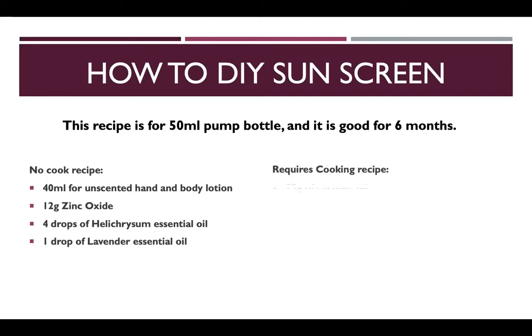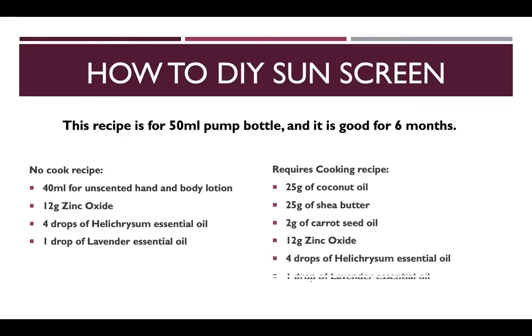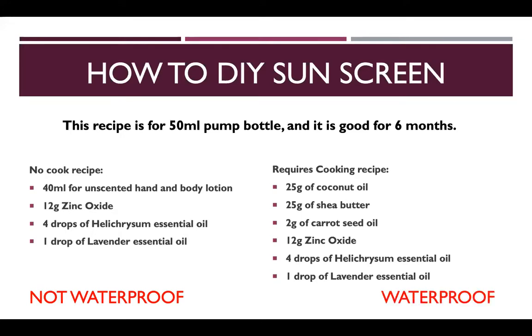For the cooking one, we'll be using coconut oil, 25 gram of shea butter, 2 gram of carrot seed oil, 12 gram of zinc oxide, 4 drops of helichrysum, and 1 drop of lavender. The essential oils are the same. It's just that we are using different parts. The no-cook recipe uses ready-made lotion, while for the cooking one we make the lotion from scratch. The no-cook recipe is not waterproof, while the other one is waterproof. So it depends on your needs.